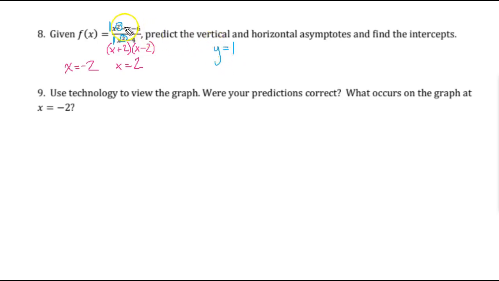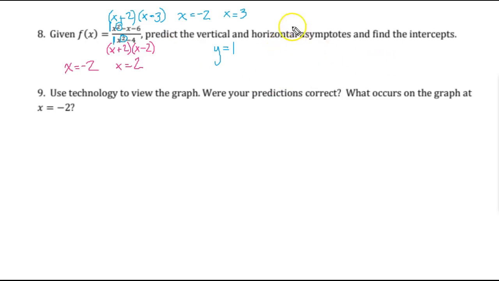X-intercepts, we said, happen where the numerator is equal to 0. So let's see if we can figure out where the numerator is equal to 0. This factored to be x plus 2 and x minus 3. And that means that I'm going to have some x-intercepts at x equals -2 and x equals 3.